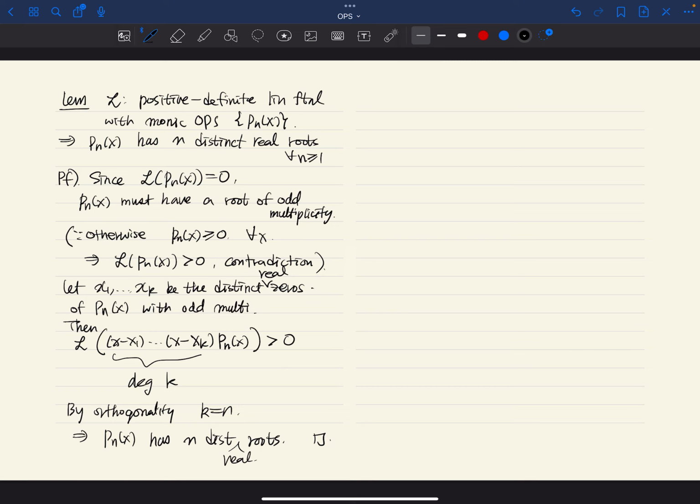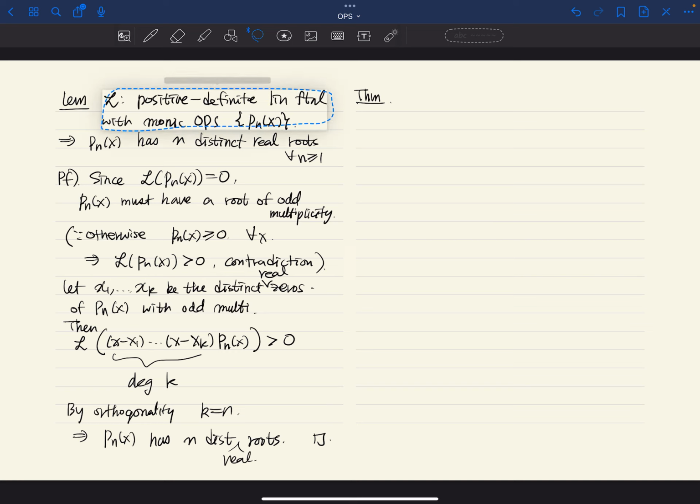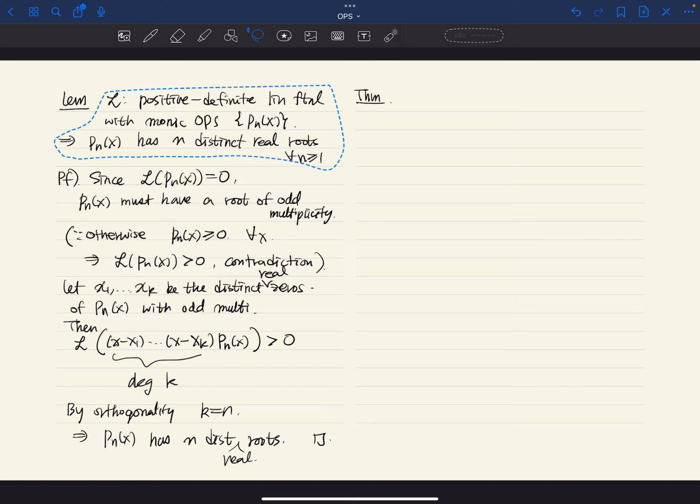Now we can prove this nice theorem. Same assumption. Actually, I'm gonna include this in the theorem.